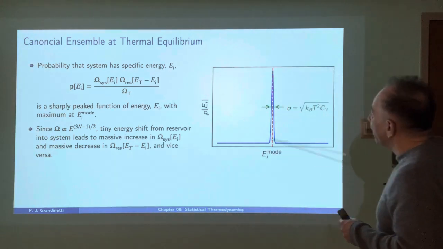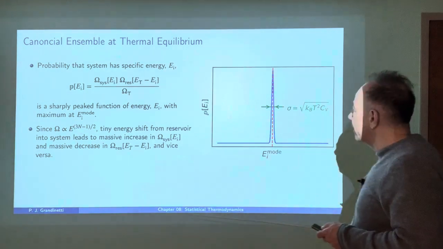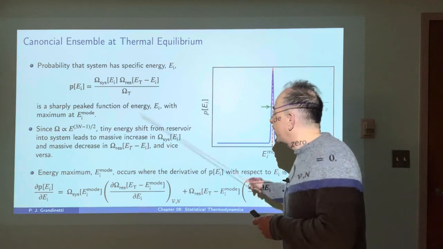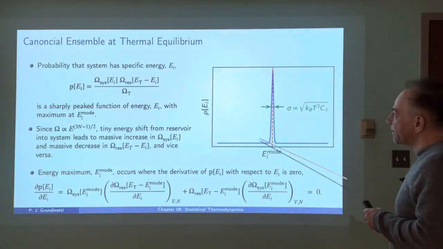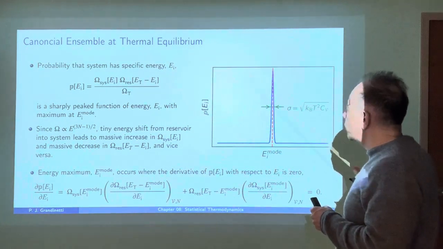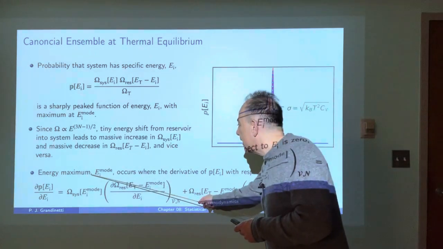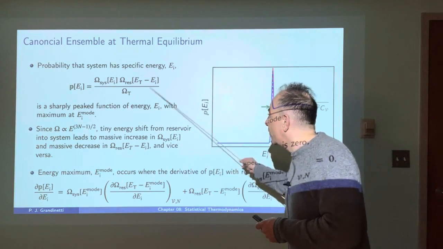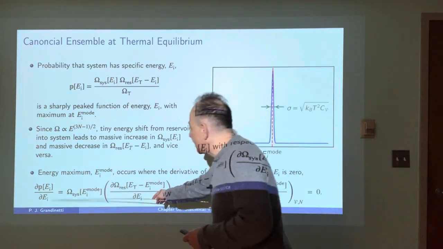So that means that we're going to have this very sharply peaked probability function here. And we can look at this function and learn something about the system when it is in this most probable state. So if we find that most probable state, we can just take the derivative of this with respect to the energy.